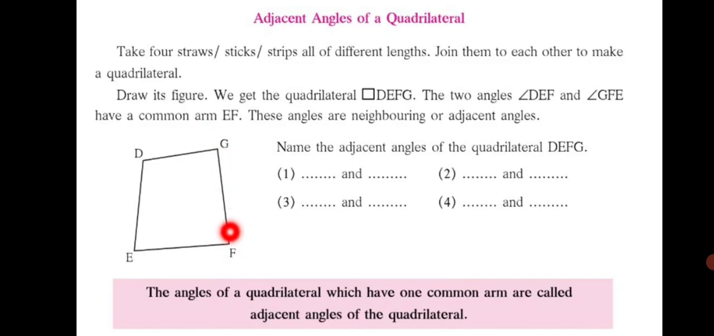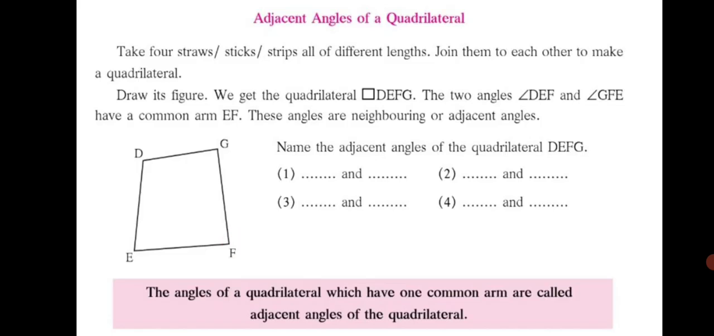In the same way, now we are going to take GF common. So let's name the angle EFG and angle GFE is the second pair. Now let's take DG common. So which will be the angles? Angle DGF and angle EDG are the third pair of adjacent angles. Now we will take DE common. So angle GDE and angle DEF are the fourth pair of adjacent angles.